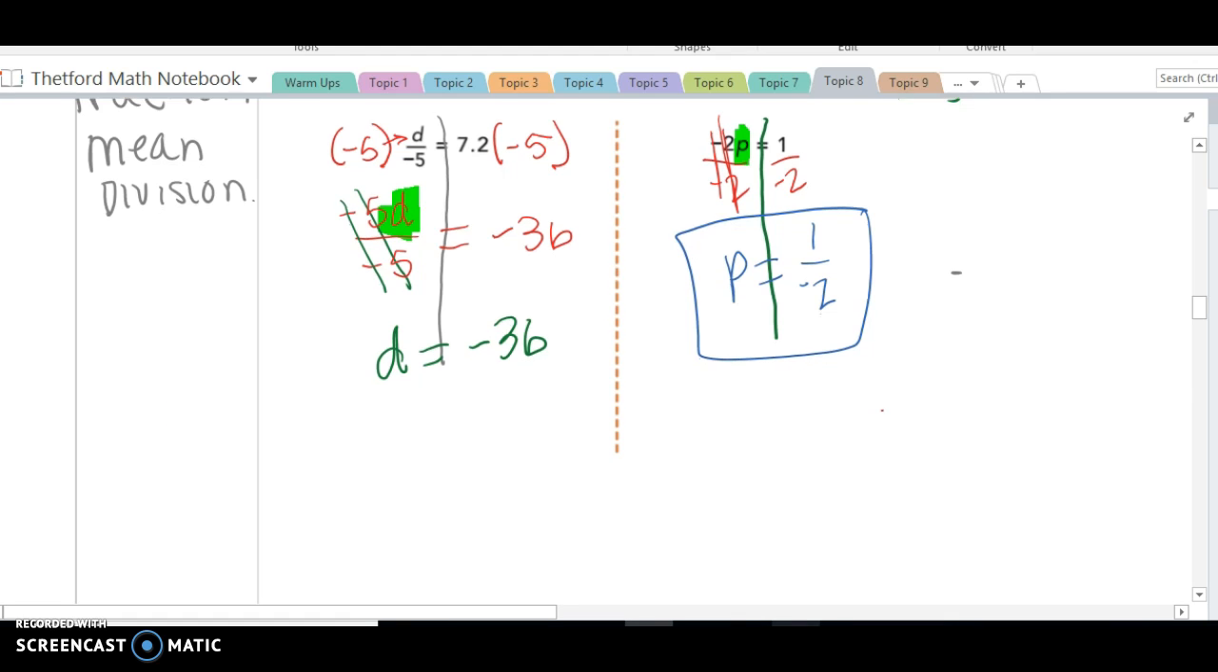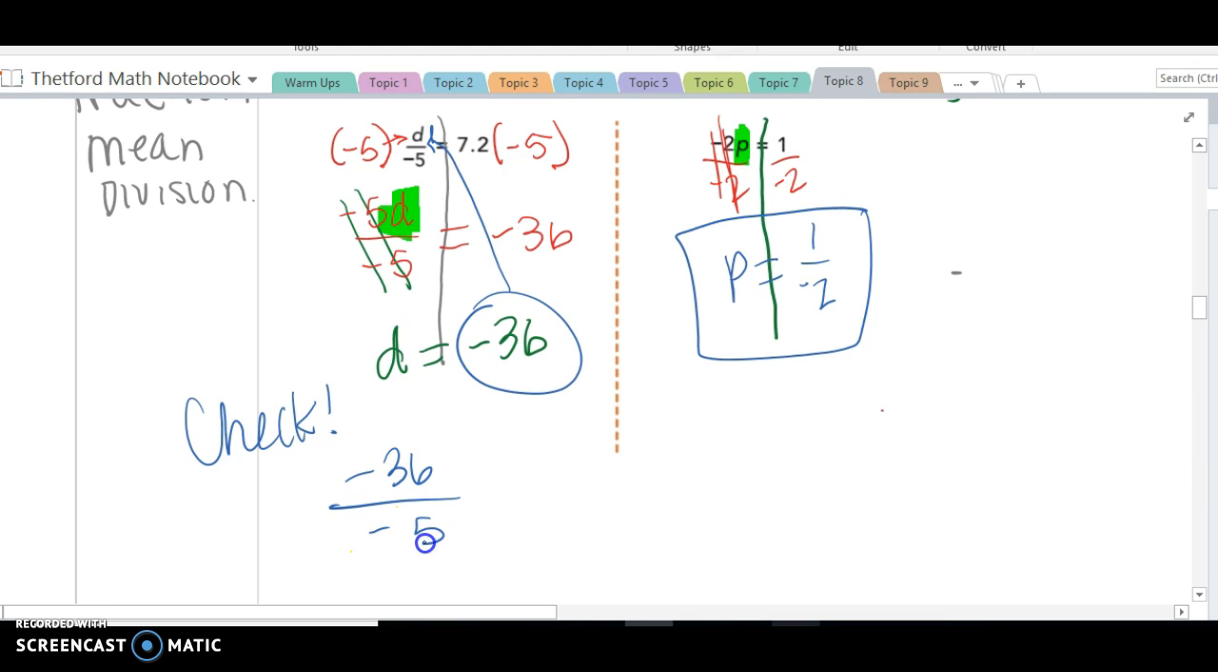So how do I know if I'm doing this right? There's always a way to check your work. So let's check it. We said that our variable was equal to negative 36. So what we're going to do is plug in negative 36 for our variable. So now I have negative 36 divided by negative 5, and that should equal 7.2.